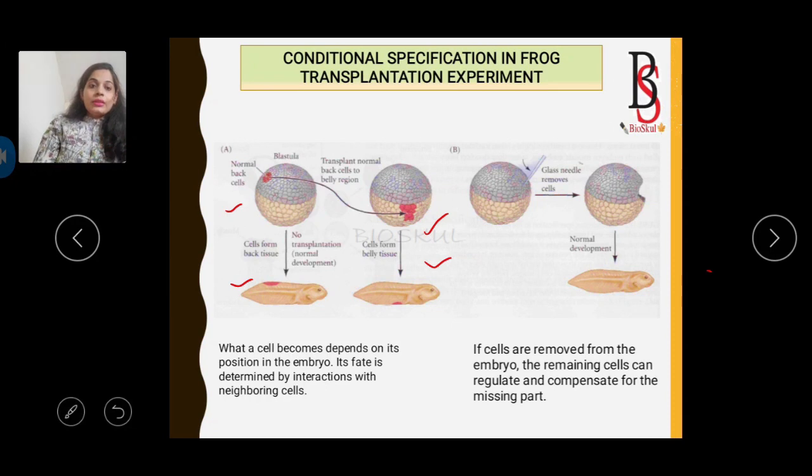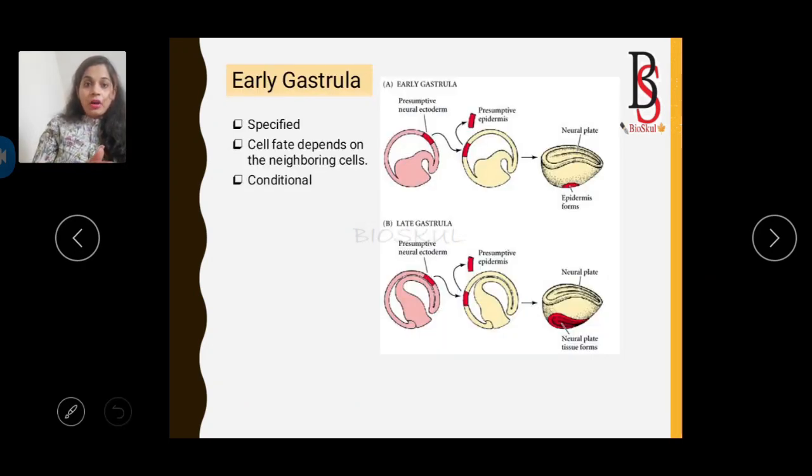In the second diagram, if cells are removed from the embryo, the remaining cells can regulate and compensate for the missing part. If we remove a cell from the blastula, the remaining cells will regulate and compensate for the missing part, because they are interacting with each other. But in autonomous specification, if we remove a particular cell fate, the remaining cells cannot compensate for that missing part. Now the example of the gastrula.